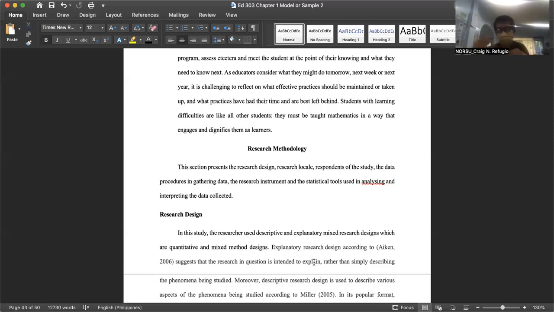Which part can be used in that literature, in the statement of the problem? So there is a connection between your review of related literature and your study. And what is that part in the study? Statement of the problem number 1, number 2, number 3, and number 4. So the same.